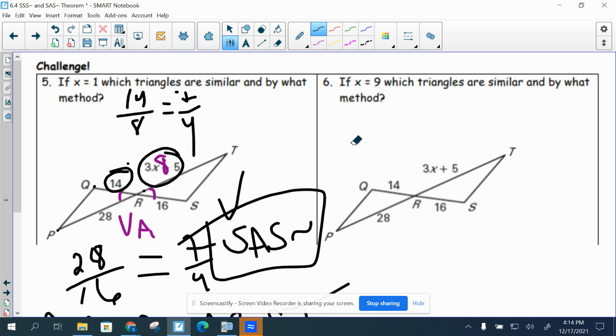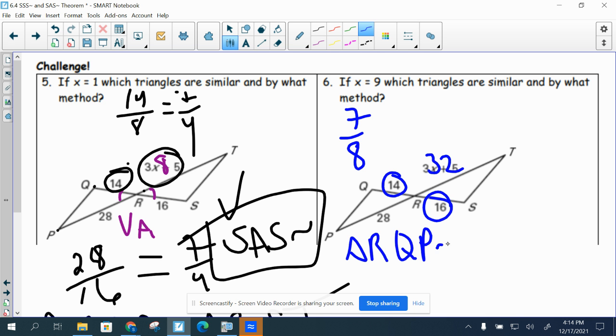Yeah, so if x was 9, then that would be 3 times 9 is 27, plus 5 is 32. So then actually these two sides would be the ones that are proportional. So the triangle here would be flipped. So this would be 14 over 16, which is 7/8. And this would also give you 7/8. So they are proportional, but you would say triangle RQP is similar to triangle R. Oh wait, this would be R. This would also be RST.